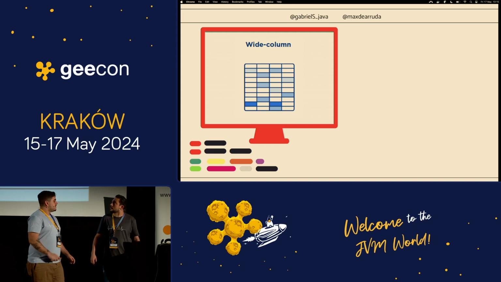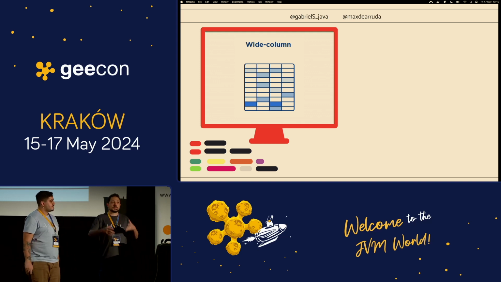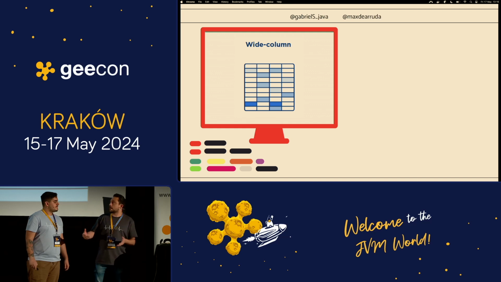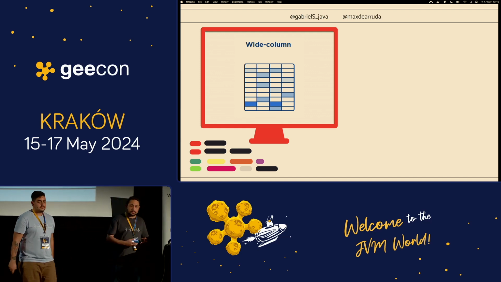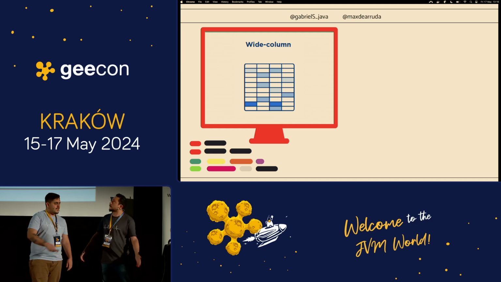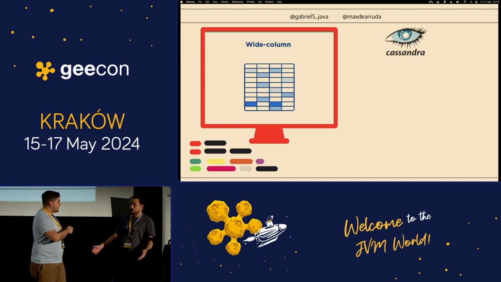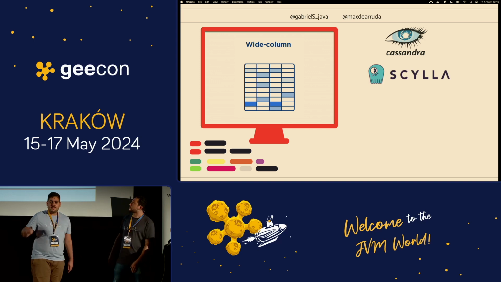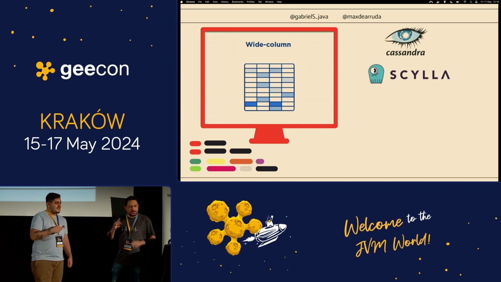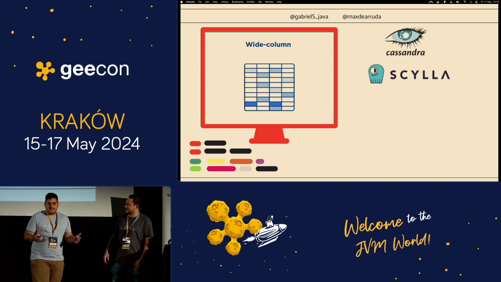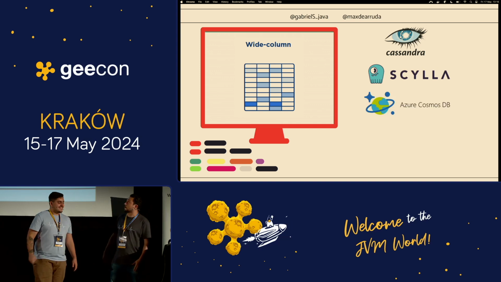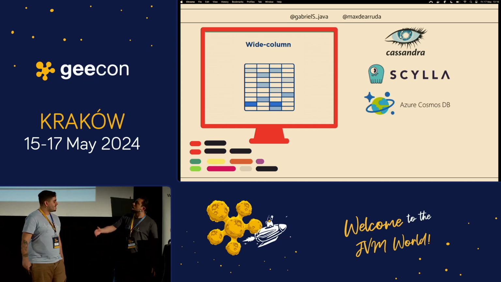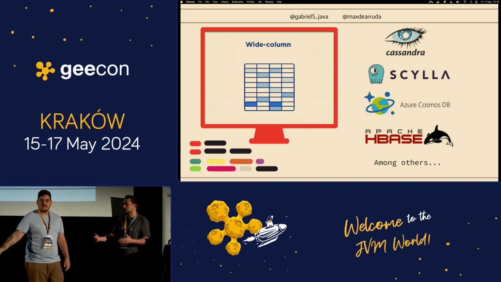In the next one, we can see the wide column family. Wide column is a more specialized structured database, pretty similar to key-value, but you can put more information there. We also have many vendors here. The first vendor is Cassandra, which is very popular. Another is Scylla. I think Scylla is the right pronunciation. In Portuguese we say Esquila, but Esquila is an animal. Go ahead. The next ones are Azure Cosmos DB and Apache HBase, among others.